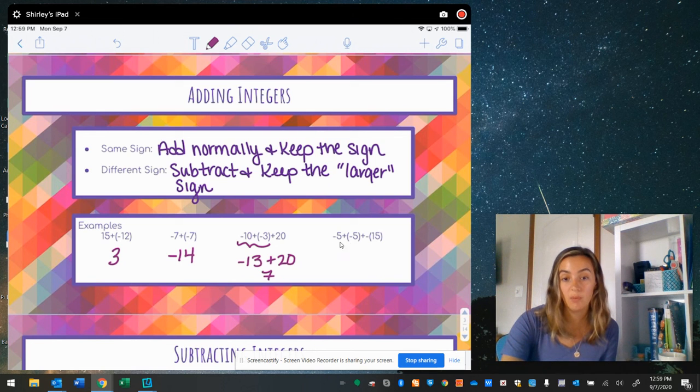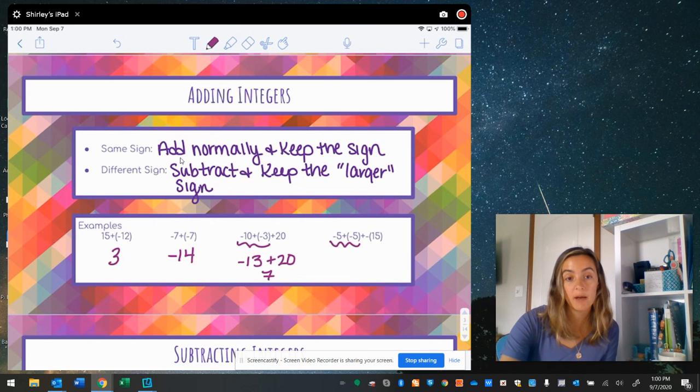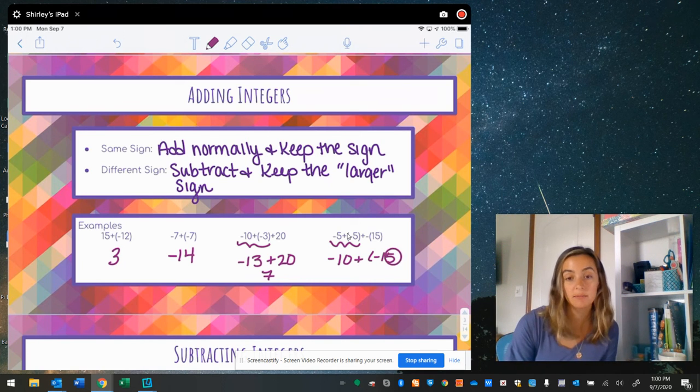For the last one, again, move left to right. So I'm going to take care of my first two numbers, negative 5 plus negative 5. They're the same sign. My rule tells me to just add them normally, keep whatever sign they are. 5 plus 5 is 10. Since they're both negative, I'm going to keep that negative number. So it's going to be negative 10. And then I'm going to bring down my negative 15 because I did not use that yet.